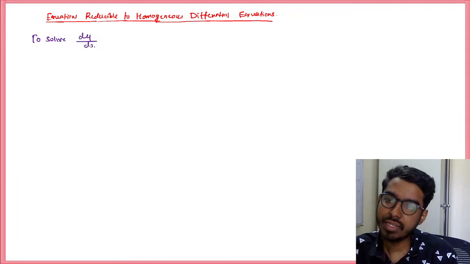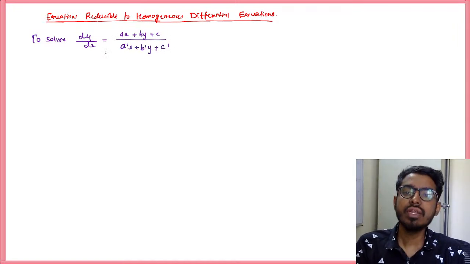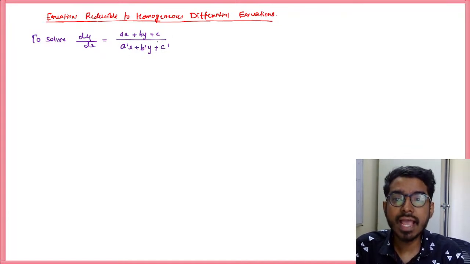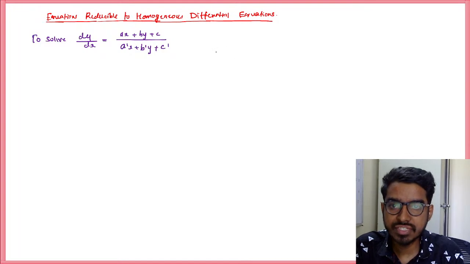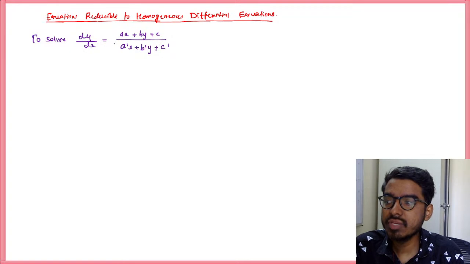To solve dy by dx is equal to (ax plus by plus c) divided by (a dash x plus b dash y plus c dash). Whenever you have a differential equation of this form, it can be reduced to homogeneous differential equations, right? Here a, b, c, a dash, b dash, c dash are constants, right? So whenever you have dy by dx equal to (ax plus by plus c) divided by (a dash x plus b dash y plus c dash), it can be reduced to homogeneous differential equations, right?